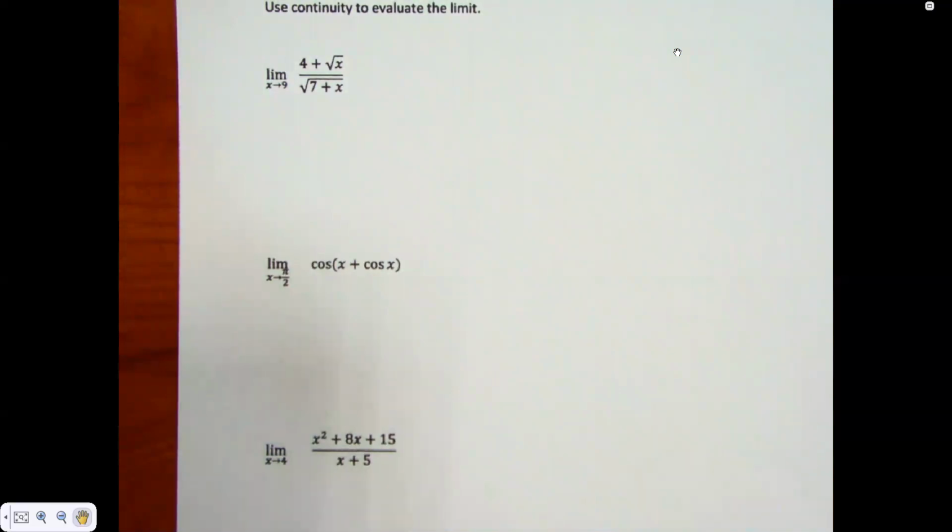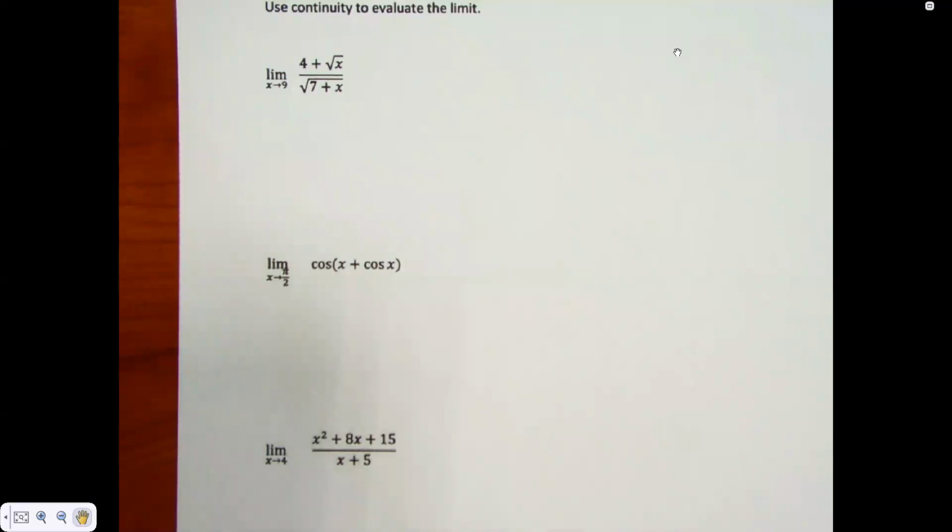Three words, right? Plug it in, okay? Remember, if it's continuous, no matter what it looks like, it's great. You just plug it in, you get a number. As long as it's not making the bottom 0, we're at a place where it's continuous. And the easiest way to evaluate a limit where it's continuous is plug the number in.